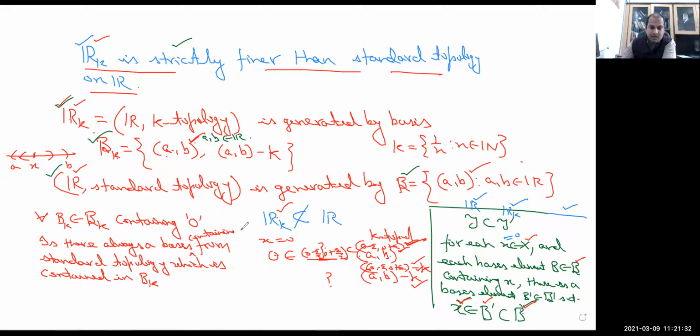Let me fix x equal to 0. Then for all basis members of the type open interval (a, b) or (a, b) minus K containing 0, because this should be true for all basis members from the K topology containing 0. Can I always find open intervals of the type (a, b) from the standard topology? If it fails for any basis member from the K topology, then this containment is not possible. So let me take this one. Let me replace (a, b) by (0 minus epsilon, 0 plus epsilon) minus K.